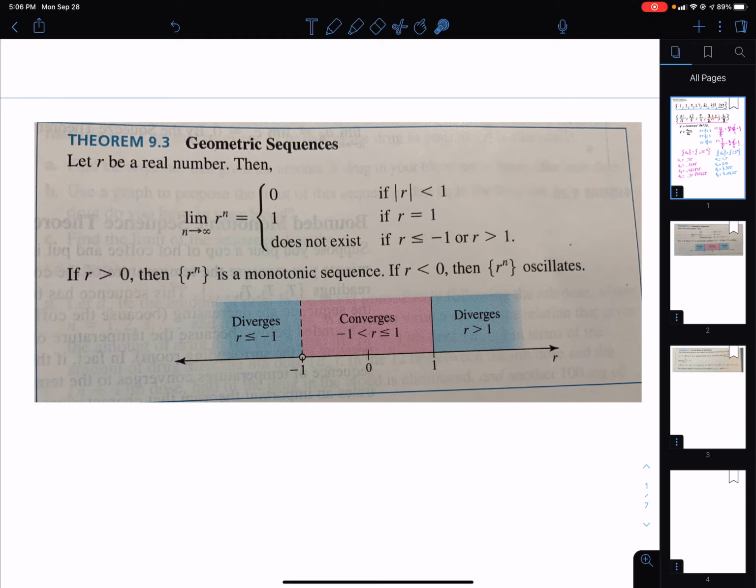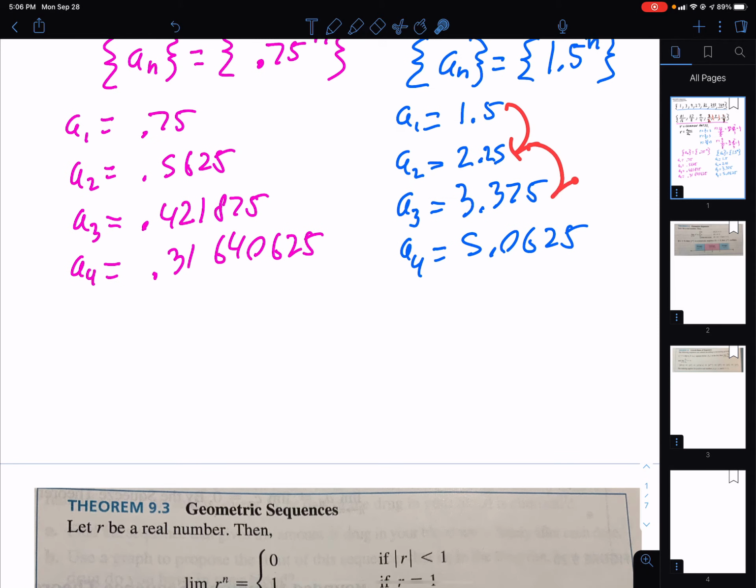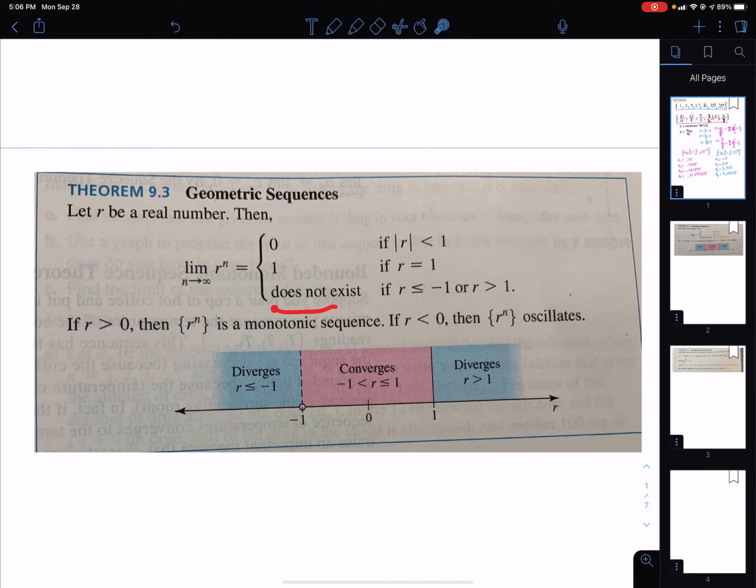Okay? So basically, if your r is bigger than 1 in magnitude, as you keep multiplying, they're going to get bigger and bigger and bigger without bound. So you're going to have a geometric sequence where the limit of the sequence does not exist. So that's all that chart is saying for you.